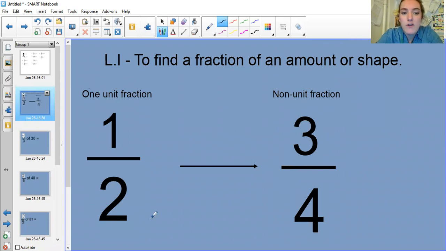Here I have a 1 unit fraction, which you're used to using. It's called a 1 unit fraction because it's got the 1 on the top. 1 is our numerator. Our non-unit fractions, which we are going to be working with today, are called non-unit fractions because our numerator is more than 1, okay? In this case, our numerator is 3 and our denominator is 4, so this is 3/4, okay?